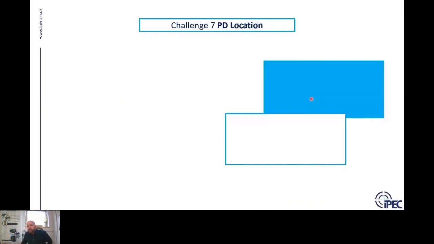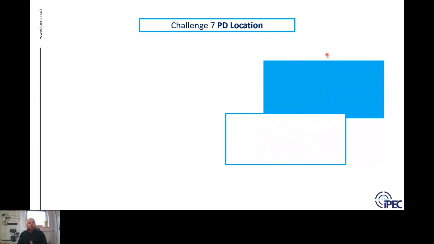So number 7 is the first of our 2 advanced challenges. So I'm just taking an example of a couple of them. Like I've mentioned, there are lots and lots of different advanced challenges. And indeed, as I mentioned, please go to the IPEC website, send us an email, and we'll happily look at particular advanced challenges you may have. But for example, I'm just going to take PD location.